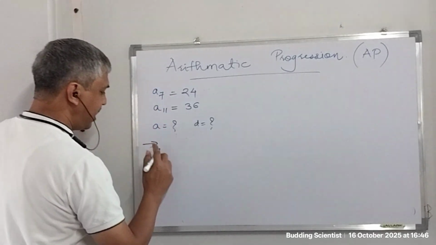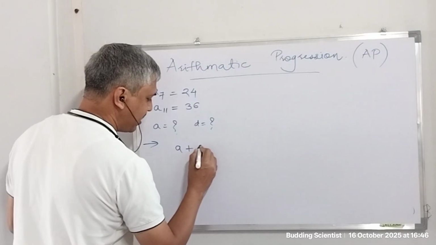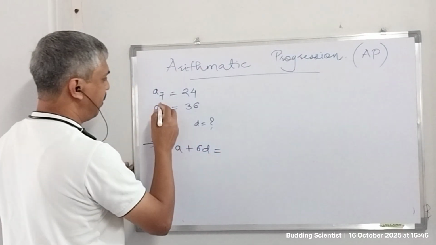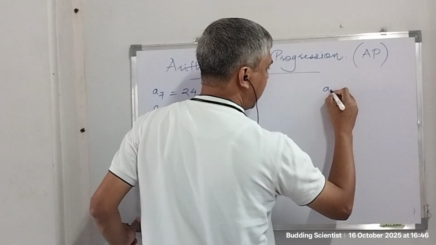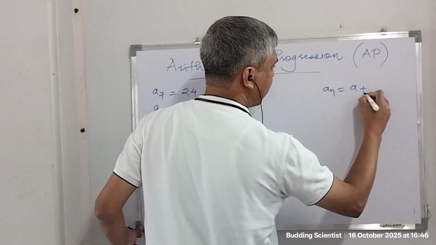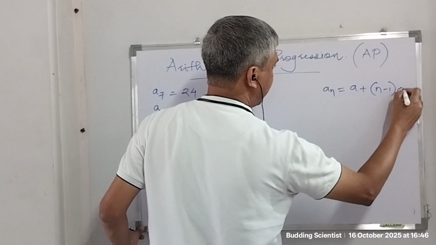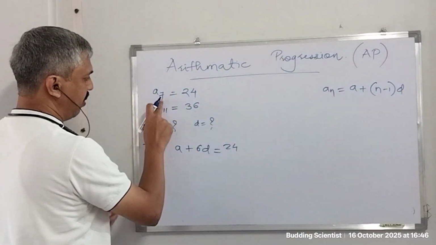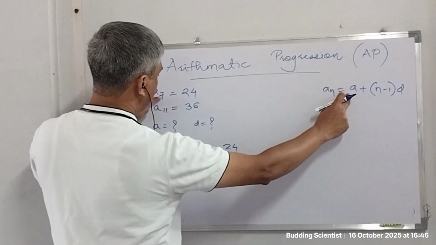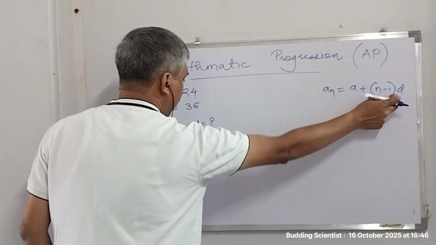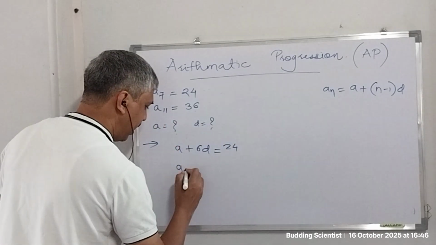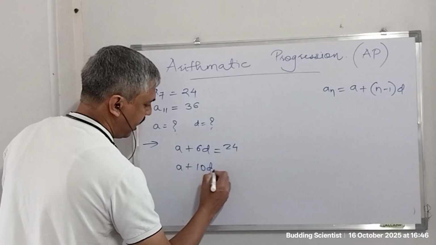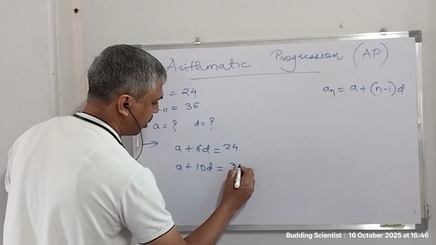So we have A7 will be equal to A plus 6D. I think there should not be a problem here. I'll write the equation. An is equal to A plus n minus 1 into D. So A7 will be equal to A plus 7 minus 1, 6 into D is equal to 24. A11 is A plus 10D is equal to 36.